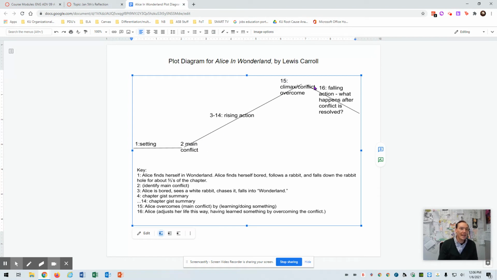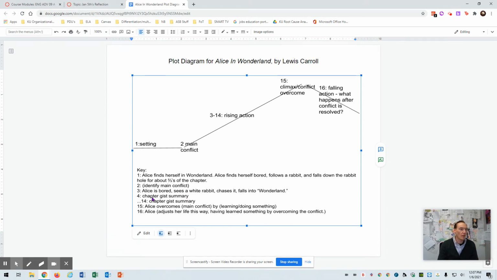So that's why there's a big gap between the main conflict and then overcoming the main conflict, or the climax. Okay, and then 14, yeah, okay, so 3 through 14, and then 15, 16 are right here. And then your job as the plot diagram person mostly is to summarize, just a gist summary like I did right here. Number 3 is a really good example. So the very first chapter, even though it's plot point number 3, it's the first chapter. Alice is bored, sees a white rabbit, chases it, falls into Wonderland. Pretty straightforward, right? Real easy plot point.